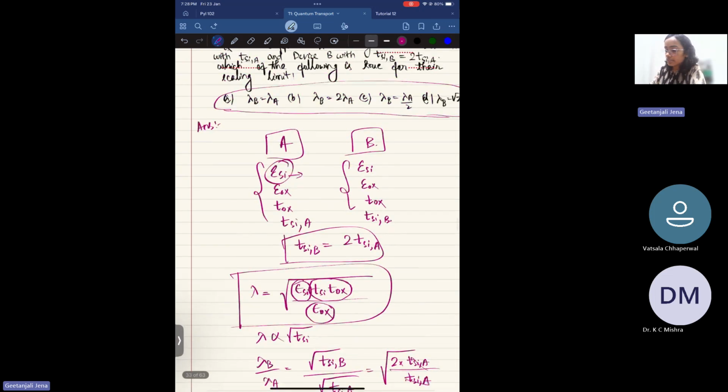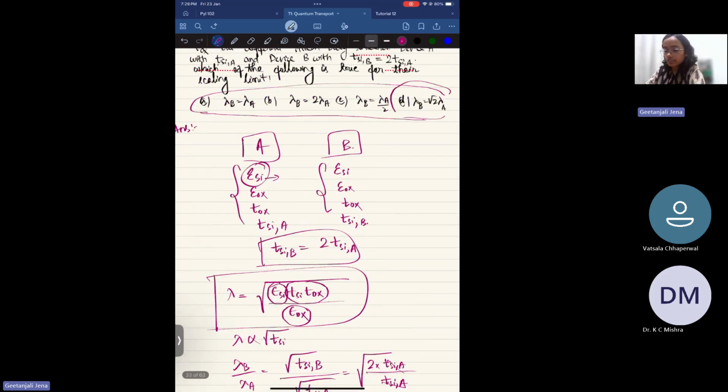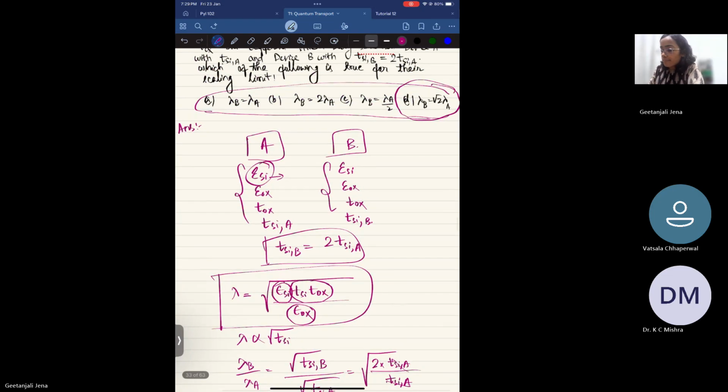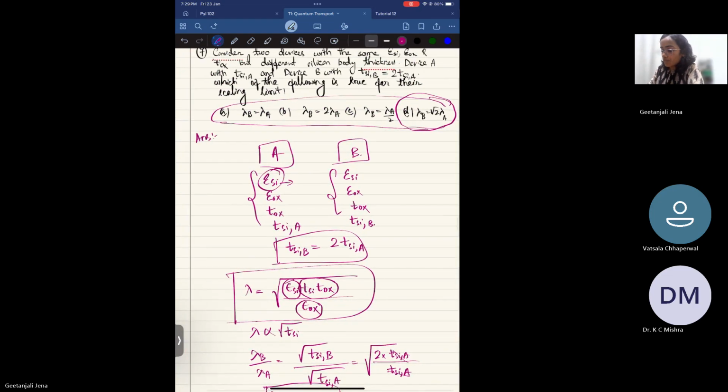For this, it is option D. This is the relation that you need to consider and you need to remember.